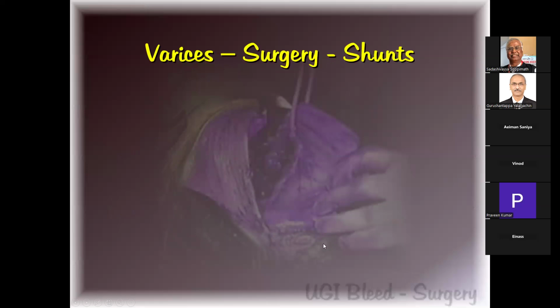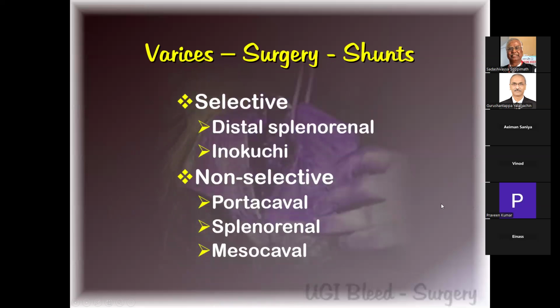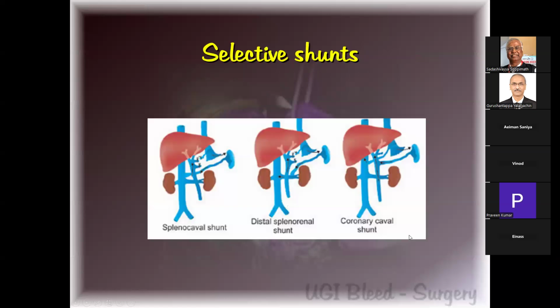So I'll run through the shunts. They can be selective or non-selective. A distal splenorenal shunt or Warren shunt. Inokuchi is another kind of distal selective shunt. The non-selective ones are portacaval, splenorenal, and mesocaval. There are many shunt operations described, but these are the ones you should know about. And these are the selective shunts, as you can see.